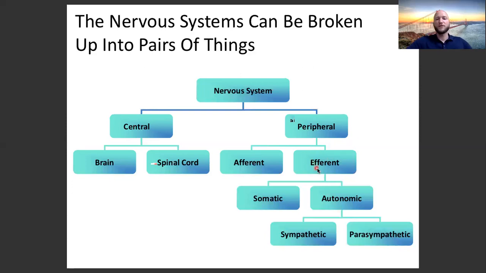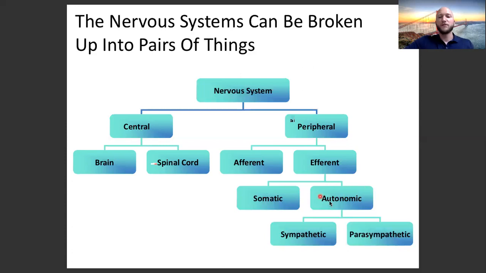Within your efferent nervous system, you have two main branches. You have your somatic and your autonomic. Somatic are your voluntary effectors. So it's the nerves that send messages to your quadriceps that say contract. You can voluntarily contract your quadriceps. You can think quadriceps contract, bam, quadriceps contract.